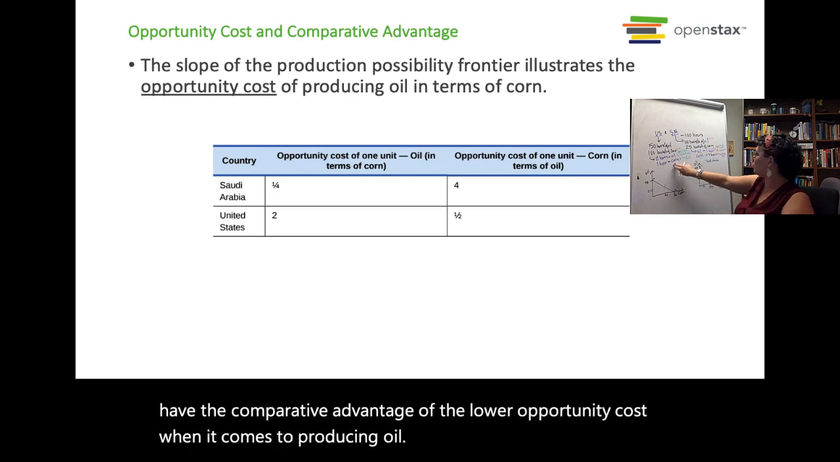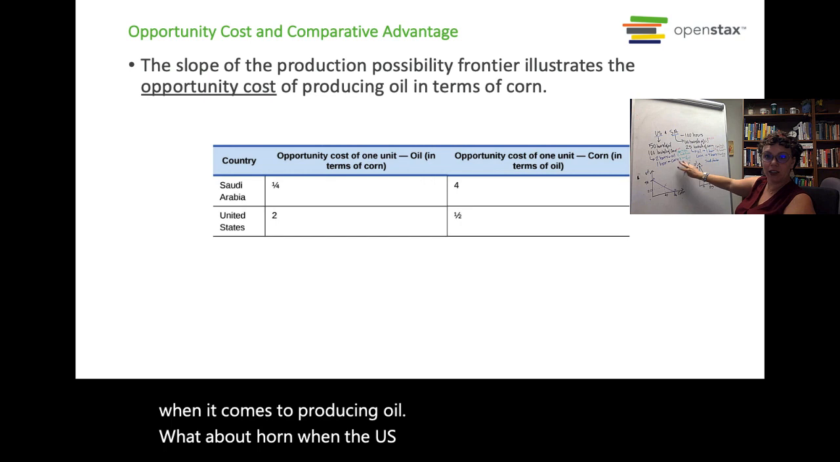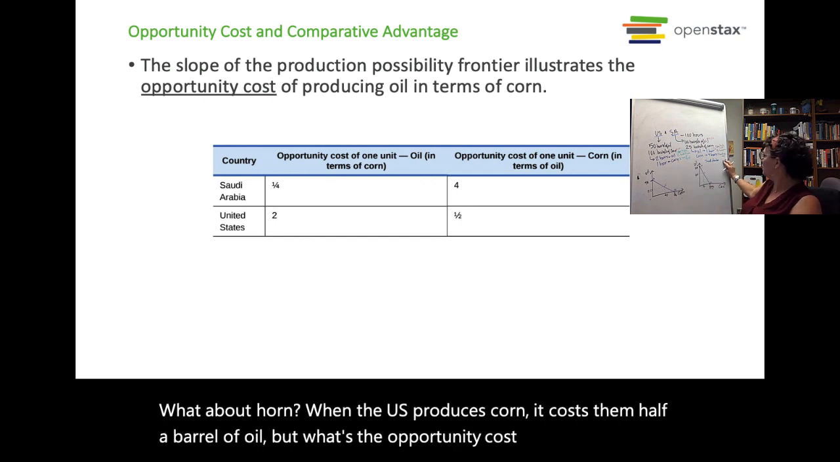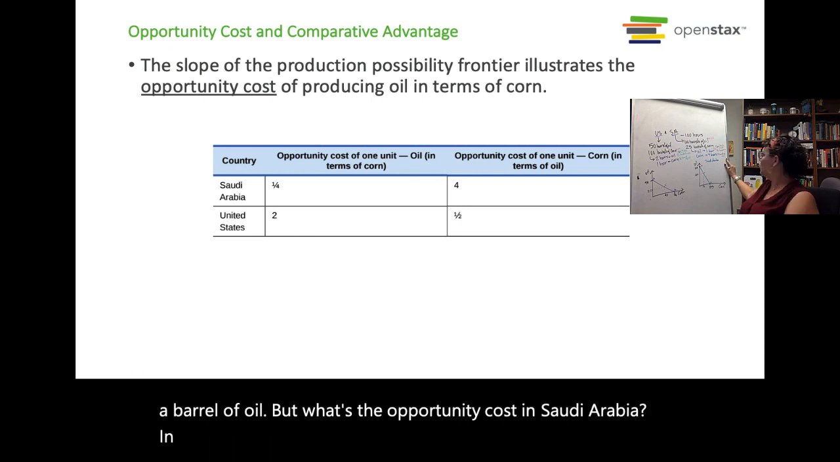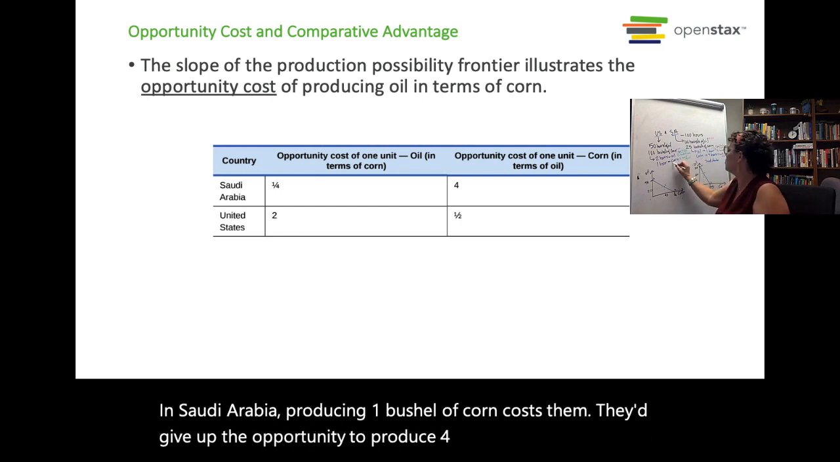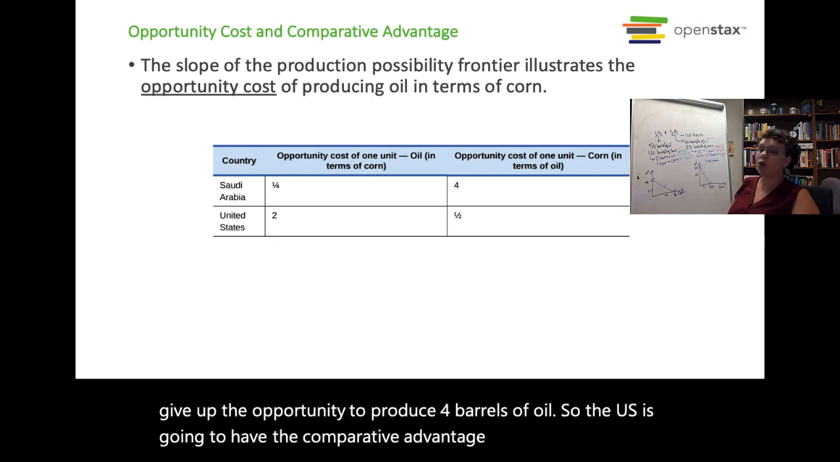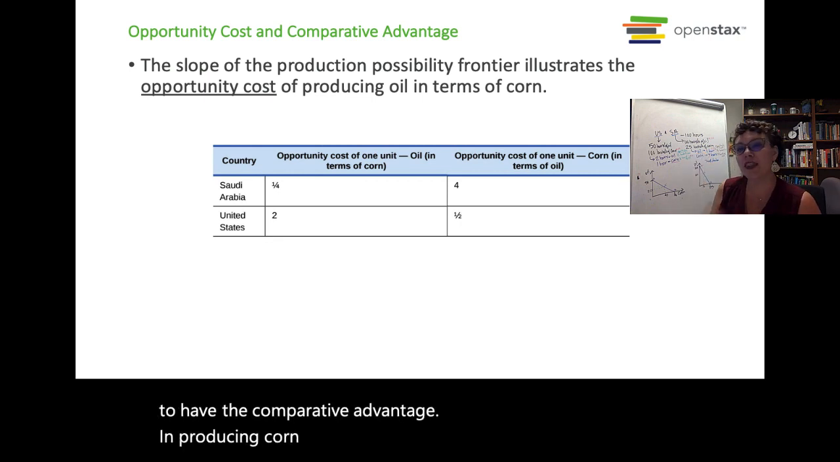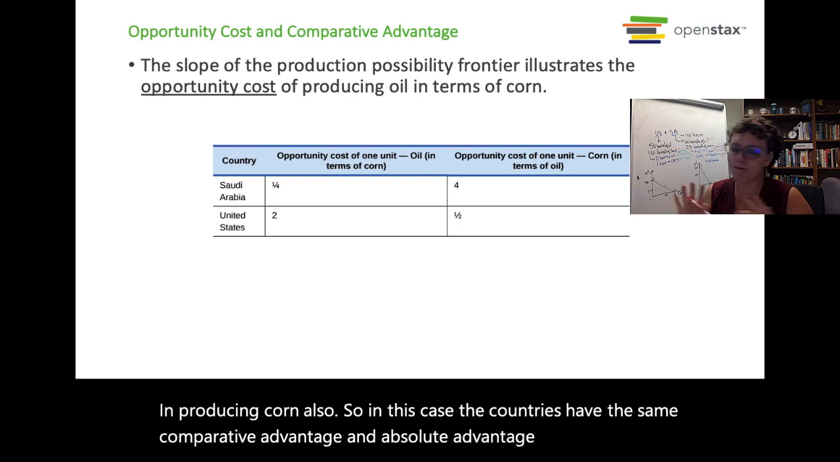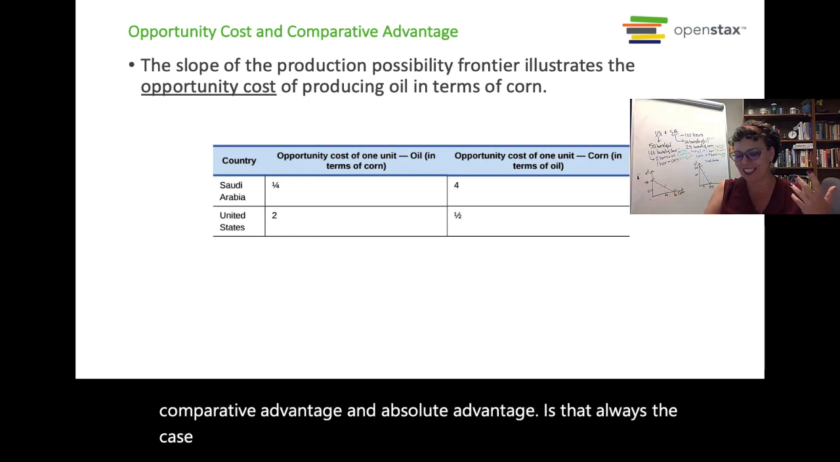What about corn? When the U.S. produces corn, it costs them 1/2 a barrel of oil. But what's the opportunity cost in Saudi Arabia? In Saudi Arabia, producing 1 bushel of corn costs them, they give up the opportunity to produce 4 barrels of oil. So the U.S. is going to have the comparative advantage in producing corn also. So in this case, the countries have the same comparative advantage and absolute advantage. Is that always the case? Absolutely not. But it's kind of nice when it is.